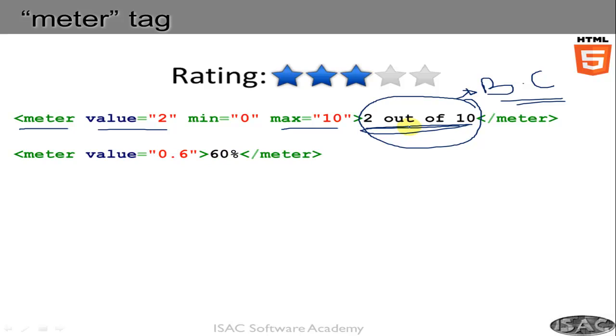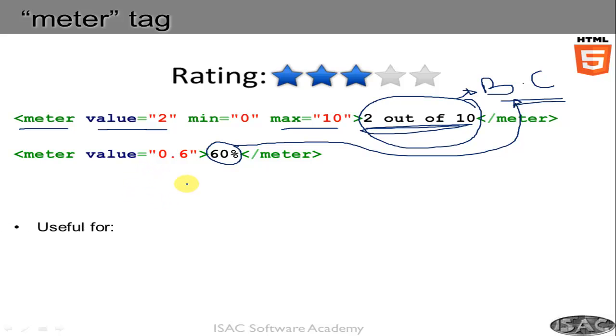You can also do it in this way, meter value equals to 0.6. What it means is that it is 60%, and this is again for backward compatibility. Okay. So this is again for the same reason, backward compatibility, but this is what it shows.